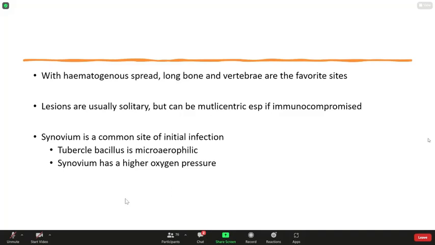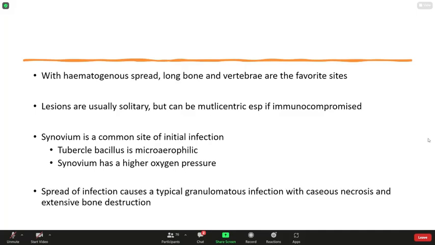One important thing to remember is that the synovium of the joint is the common site of initial infection, because the tuberculous bacillus is a microaerophilic bacillus. That means it likes oxygen. The synovium has the highest oxygen pressure compared to the adjacent bone. So most of the time, synovial infection is the primary site of infection at the bone. And the infection can spread and form a typical granulomatous infection.